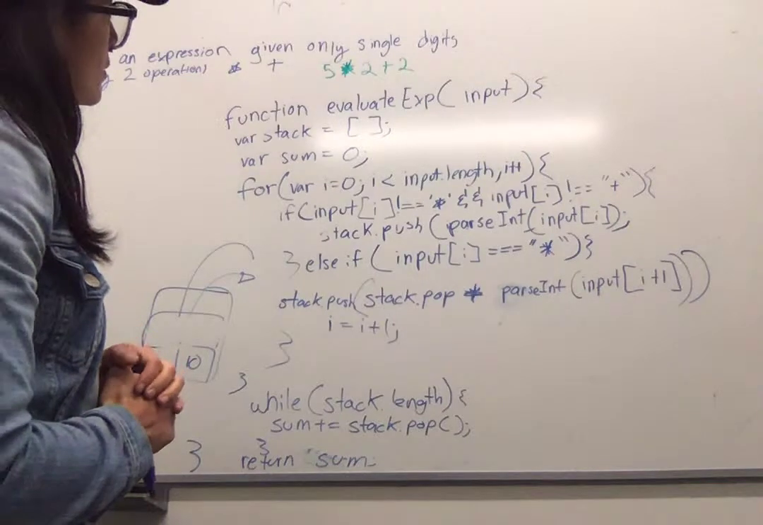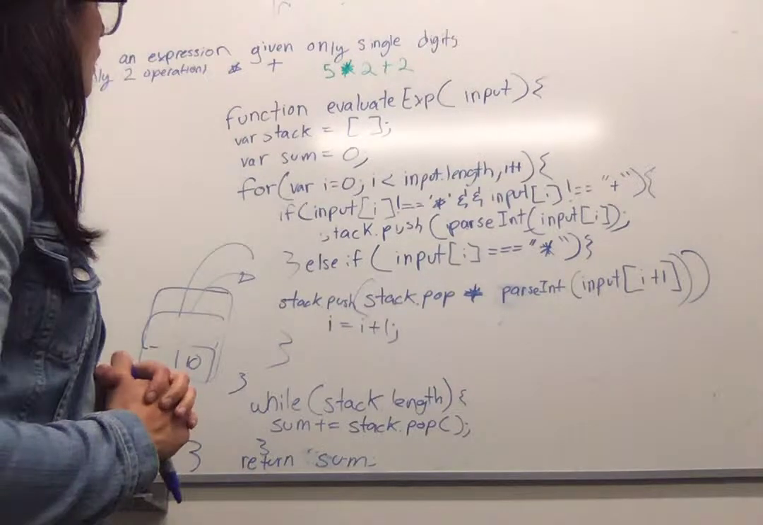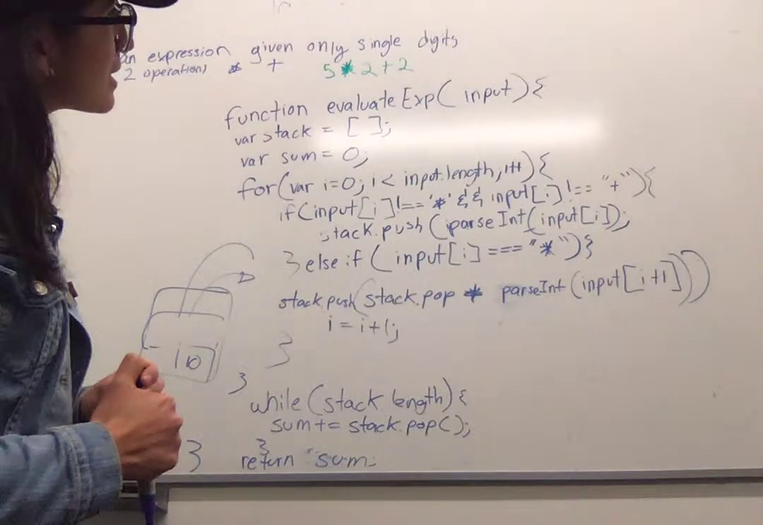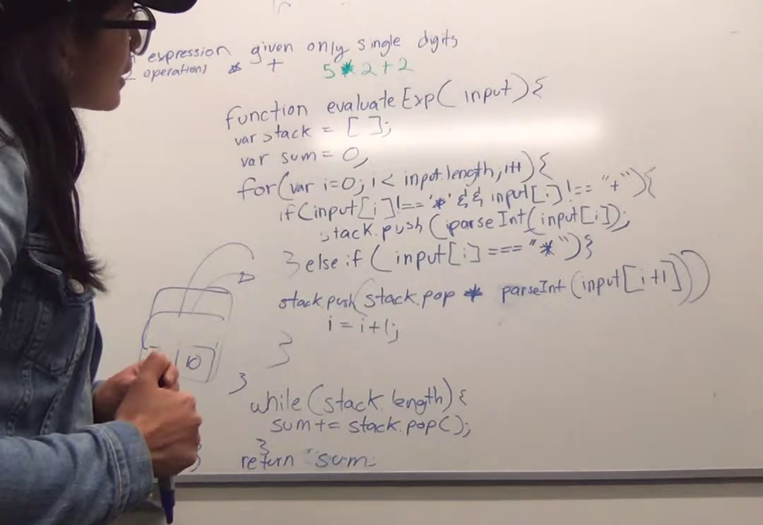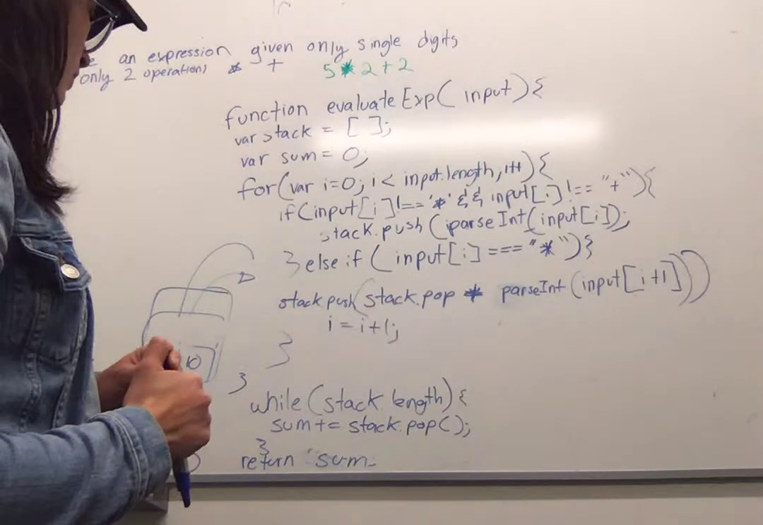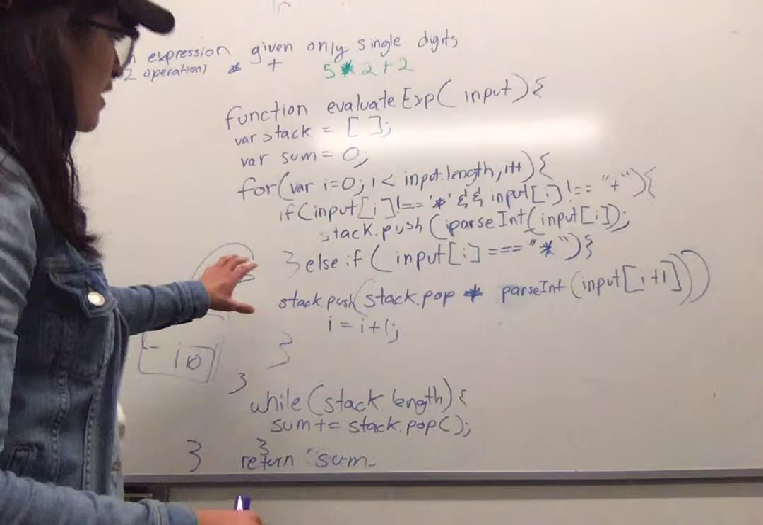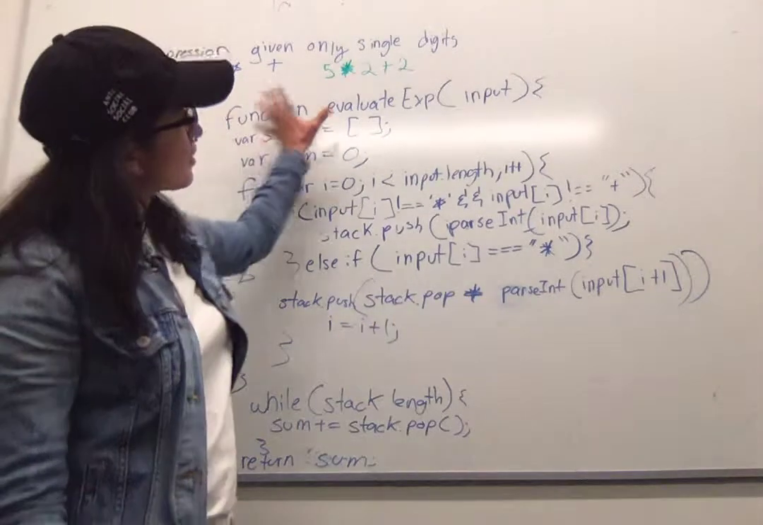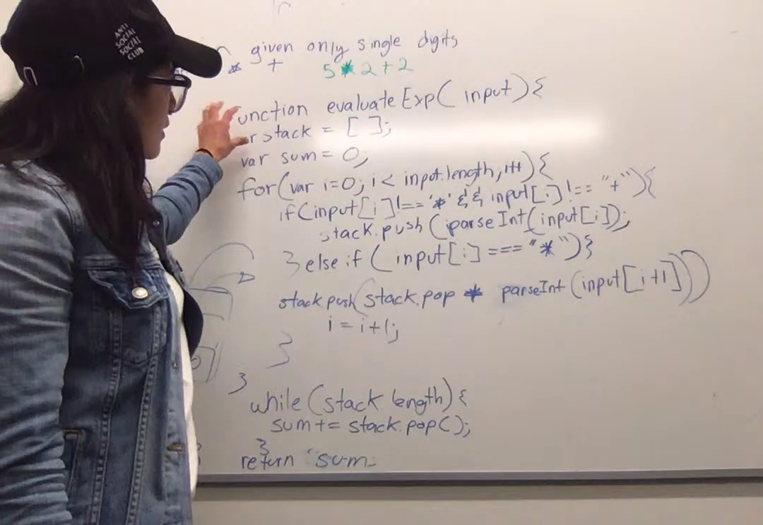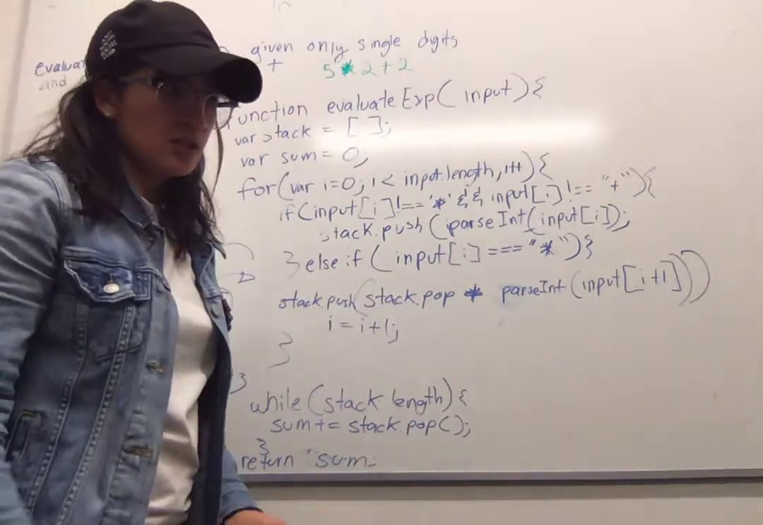Basically for this one, it is a time complexity of O of 2n, because we have to not only iterate through our input, but we also have to go through our stack as well to do the addition.